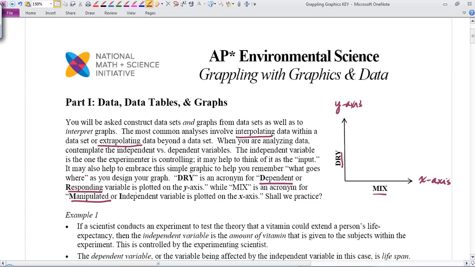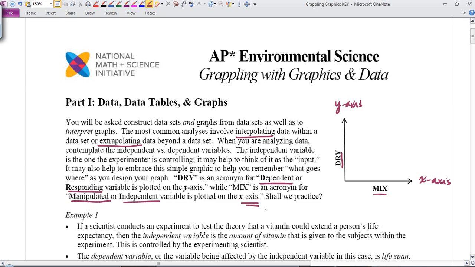while MIX stands for the manipulated, meaning you're designing it. I want to take a reading every 5 minutes. I'm going to take a mass measurement every 1 centimeter of growth. That sort of thing. It's the manipulated or the independent variable, and that's going to be plotted on the x-axis.